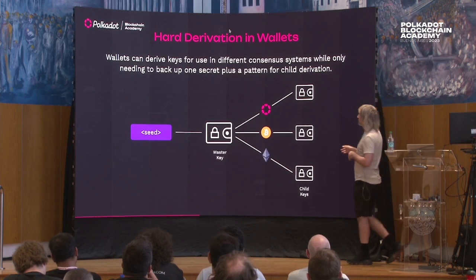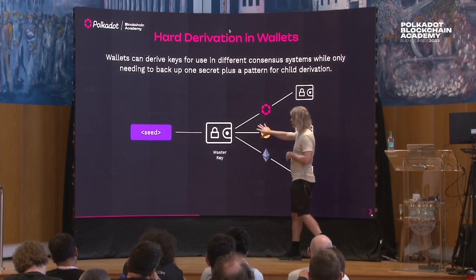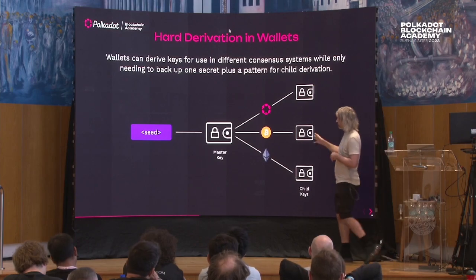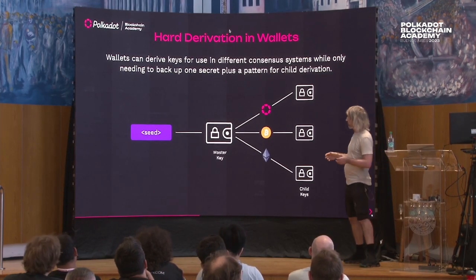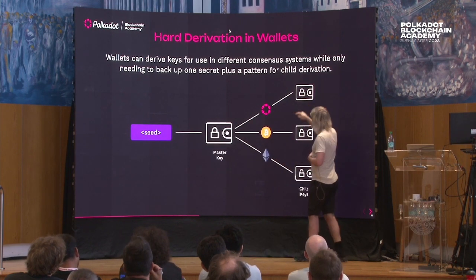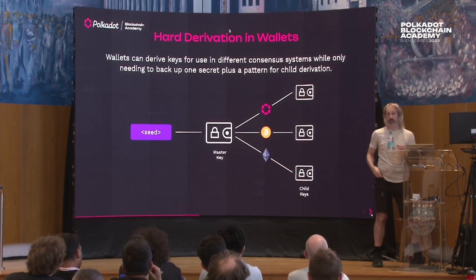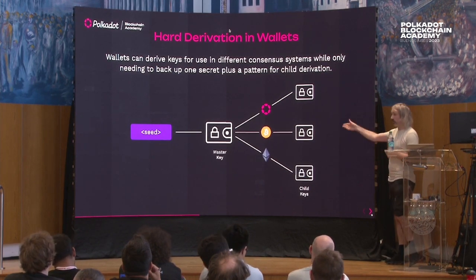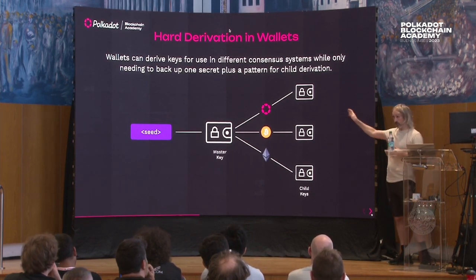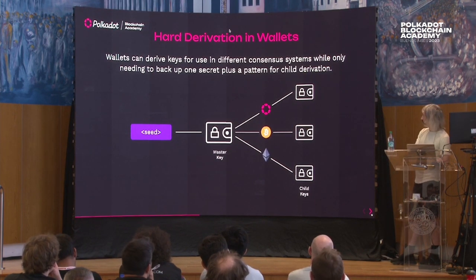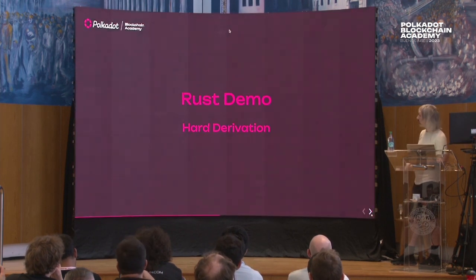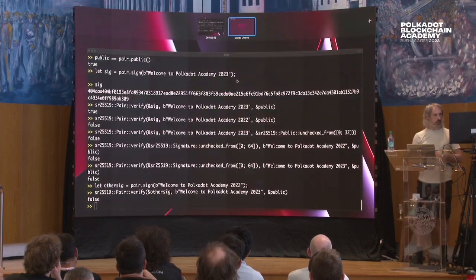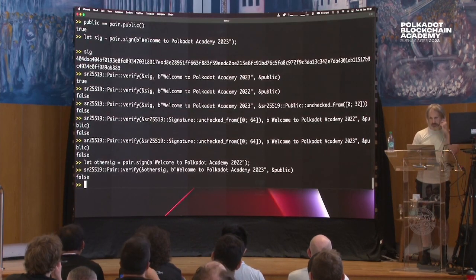So oftentimes we'll actually use hard derivation. We'll always use it at the beginning of the path, and oftentimes we'll use it in order to split out the networks. So actually use hard derivation from a master key to split out keys for completely different contexts. Multi-network wallets will tend to do this. I will give a quick demo of hard derivation.